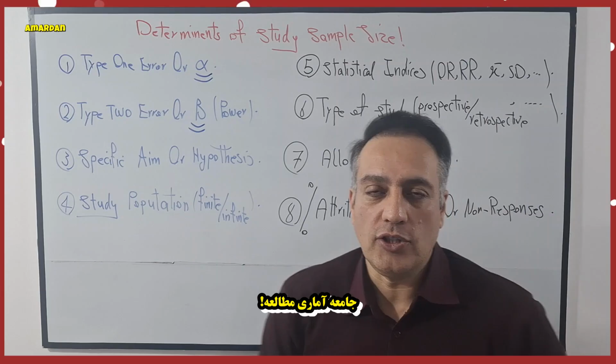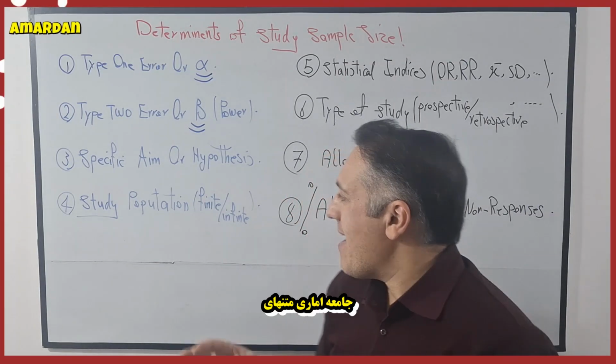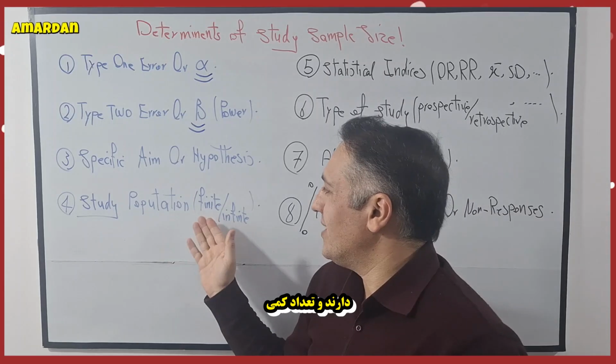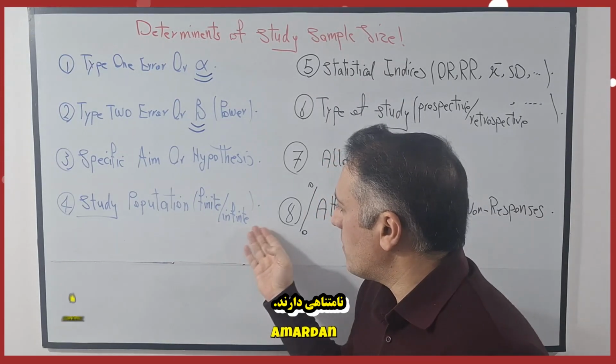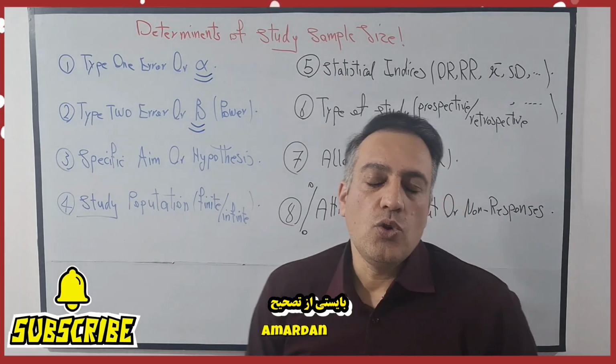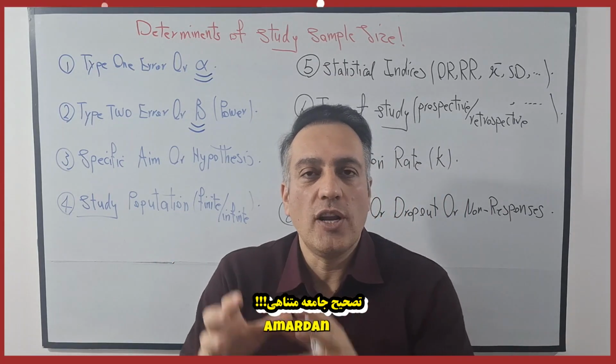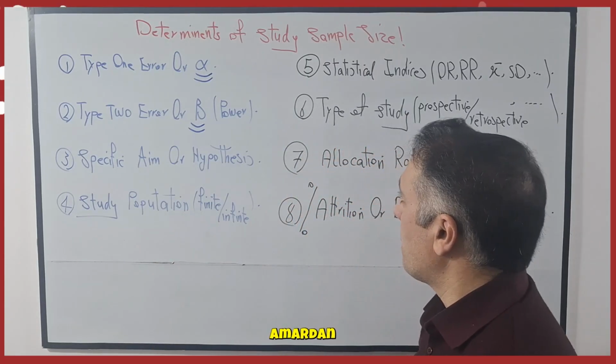Fourth, study population. What's that? Some studies have finite populations and a few studies have infinite populations. Then, in a study with finite population, you have to use a correction, finite population corrections.